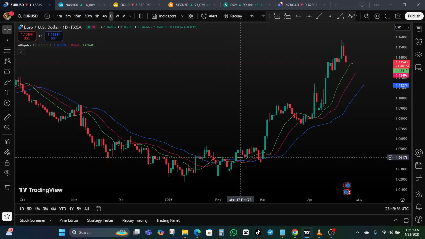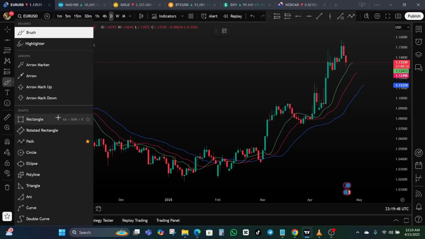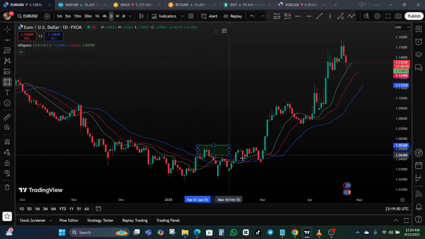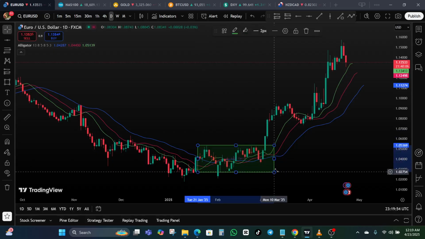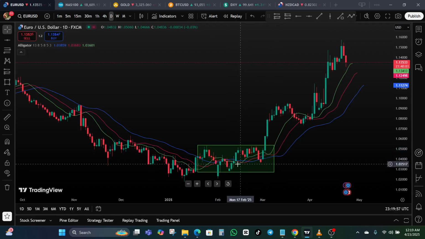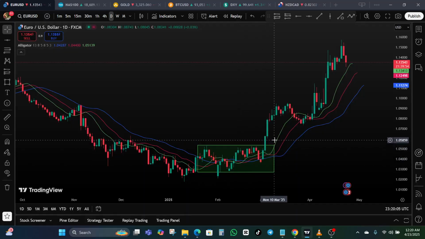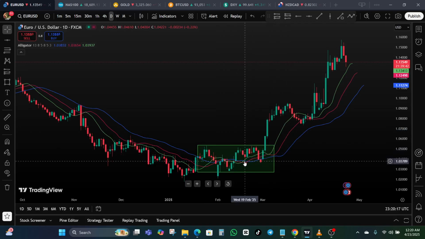Basically, when you have the alligator lines entangling each other and moving sideways, it shows a consolidation state. Let us look at the behavior of the candlesticks around that period. You will notice that the candlesticks were moving sideways while the alligator lines were entangled. When the alligator wakes up, the lines fan out, showing a strong directional move. This is your first clue: only trade when the alligator is awake and trending. When it is asleep and going sideways, you should just stay out of the market.